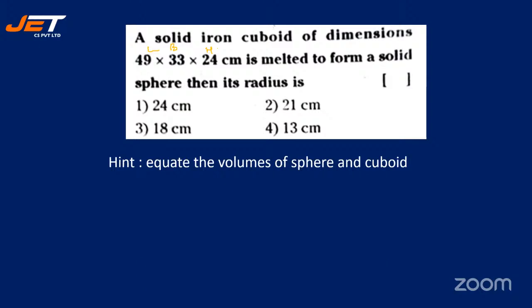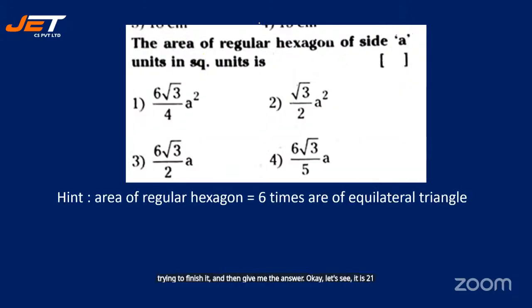Try to finish it and then give me the answer. Okay, let's see. It is 21 centimeter. Yes, the area of a regular hexagon of side a units in square units is dash.